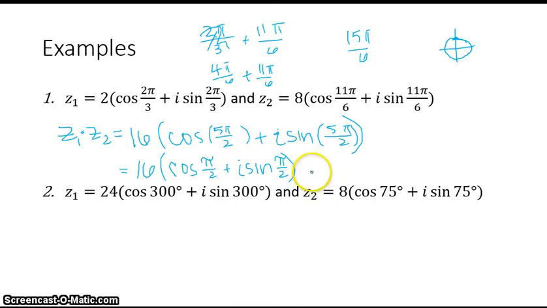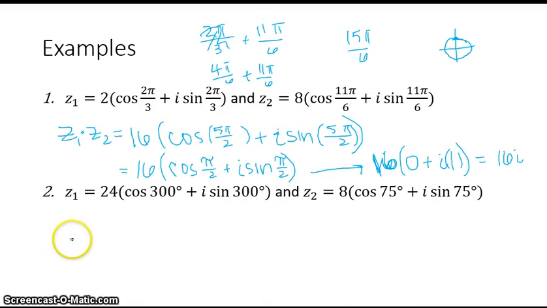If I want the answer in standard form, then I would actually do my cosine of pi over 2. So cosine up here would be 0 plus i times sine up here is 1. So 16 times 0 is 0. 16 times 1i would be 16i. And that would be it for my answer. Again, you could always write these in standard form to start and check your answer, but that would simply be to check. You need to know the rules to actually perform the operation, which would be faster anyways.